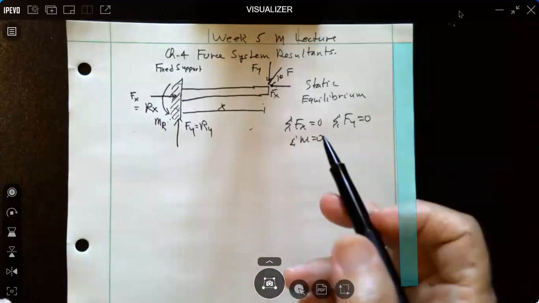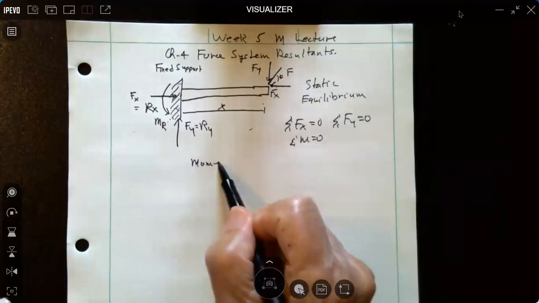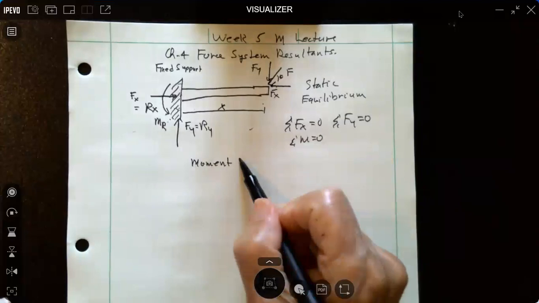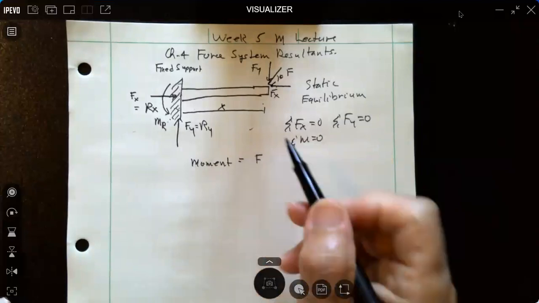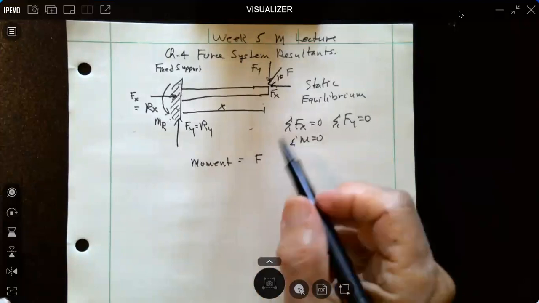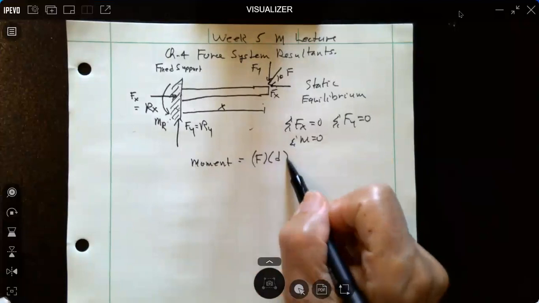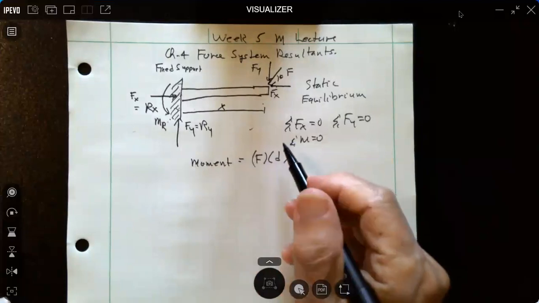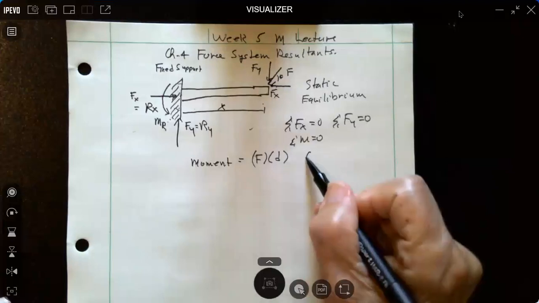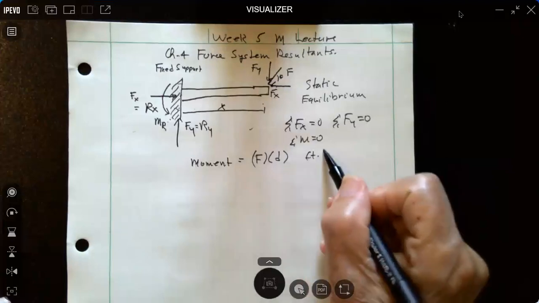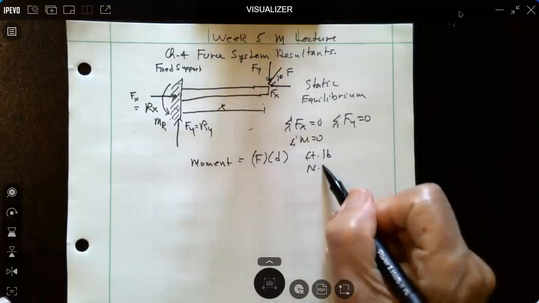So the moment is equal to a force, and we'll see there are other ways we can develop moments, particularly in three-dimensional space, is equal to a force times a perpendicular distance. And the units in our system, USCS, are foot-pounds, or in the SI system would be Newton meters.